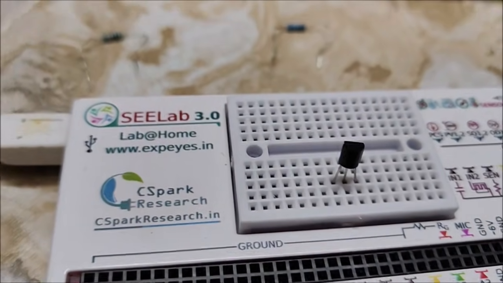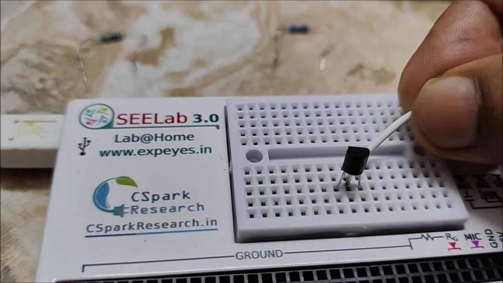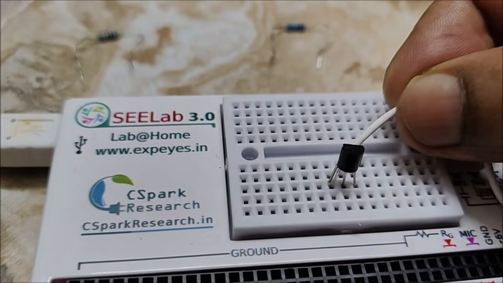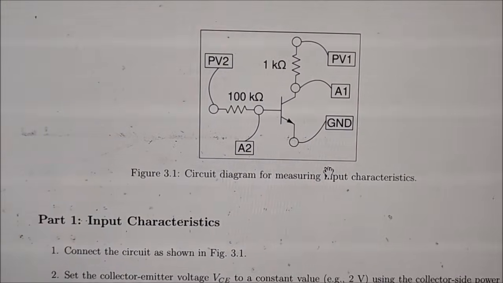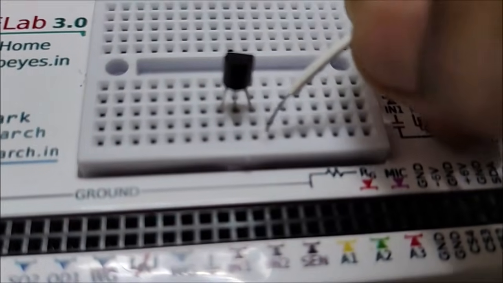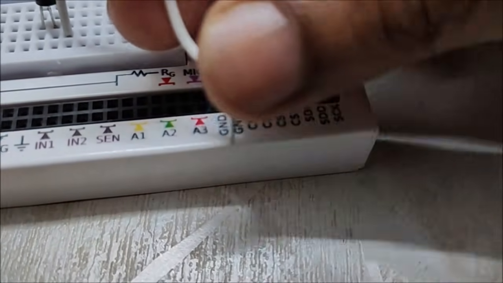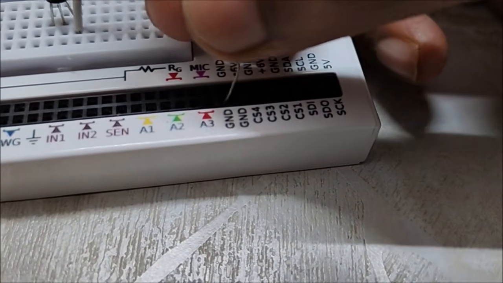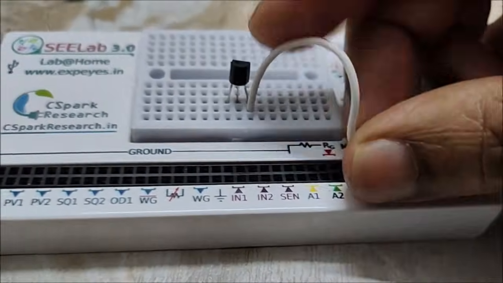So here this right side is our emitter side, the middle one is the base, and the other one is the collector. Okay, now if you look at this circuit, the emitter is connected to the ground. So here our emitter is this one, so this we will connect with the ground. Take any of the ground and connect it with that.